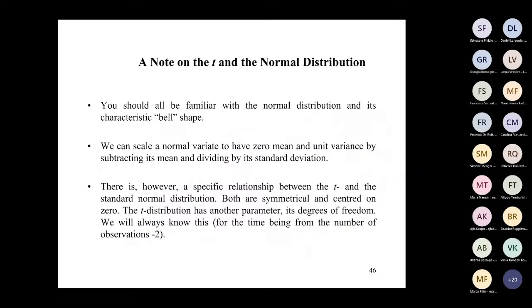Okay. You should be familiar with the normal distribution and the characteristic bell shape of the normal distribution. We usually scale the normal variate to have a 0 mean and unit variance. How do we do that? We subtract the mean and divide by the standard deviation.